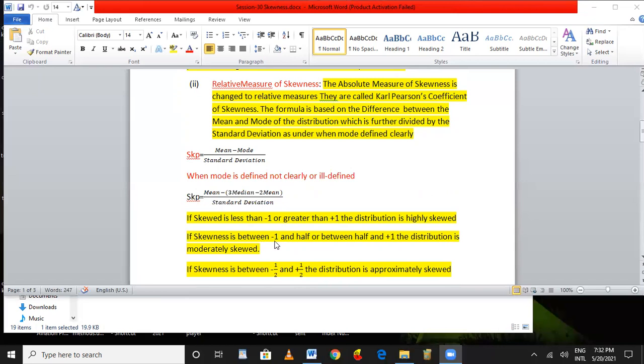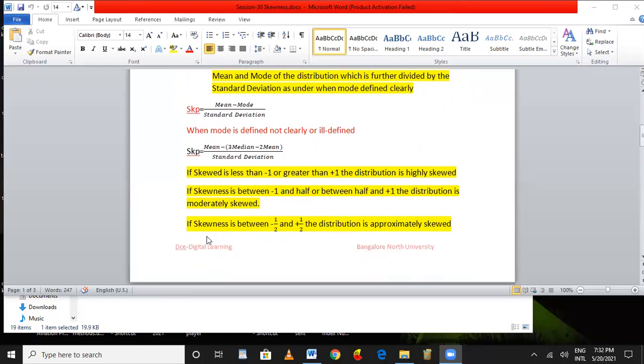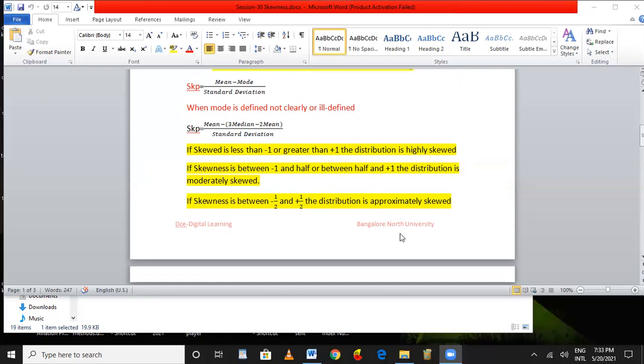If skewness is between -1 and -0.5, or between 0.5 and +1, the distribution is moderately skewed. Whereas if skewness is between -0.5 and +0.5, the distribution is approximately symmetrical. We call this one an approximately symmetrical distribution.